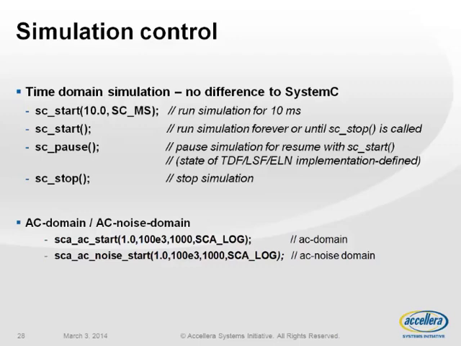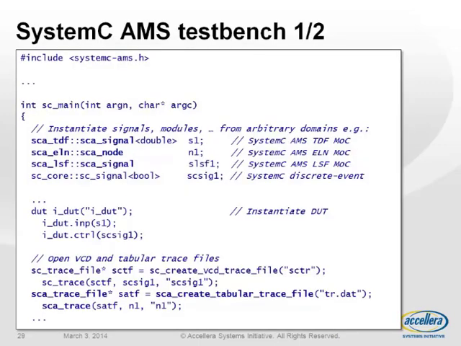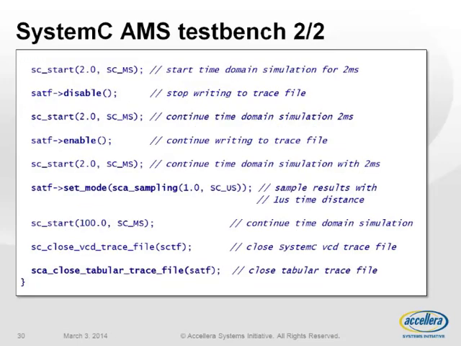There we have two flavors. One is the sc_ac simulation, the classical AC simulation, and one is the sc_ac noise simulation. One example for a test bench: it's the same as in SystemC. We have the main function. Then you have to declare the signals, you instantiate your DUT, connect your DUT, and you instantiate the traces. Also you can have classical SystemC traces in parallel to SystemC AMS traces. Then you can use the sc_start command to start the simulation.